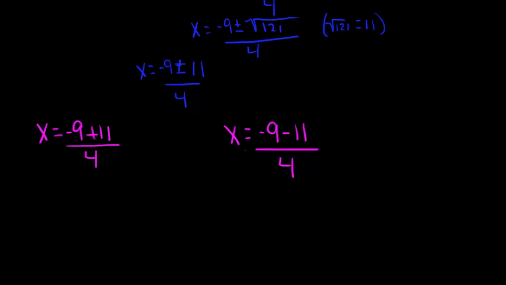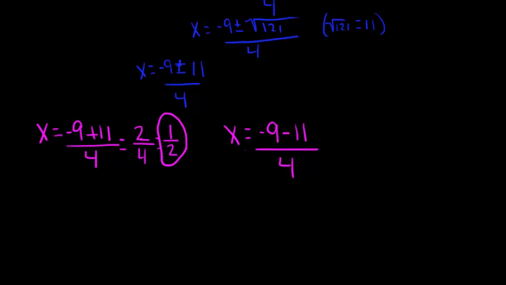So negative 9 plus 11 is 2. Remember to use your number line if you're having trouble: put it at negative 9, and then since you're adding, you'd move it to the right 11 spots, and you would end on 2. Then we have 2 divided by 4, which simplifies to 1 over 2. So 1/2.